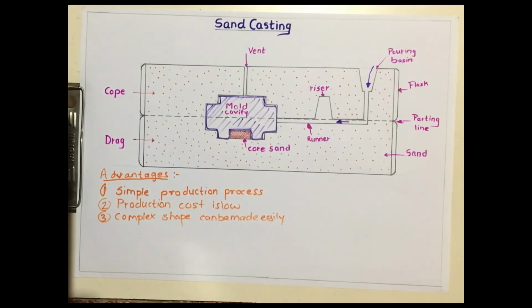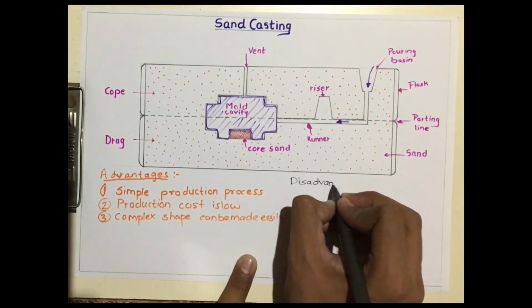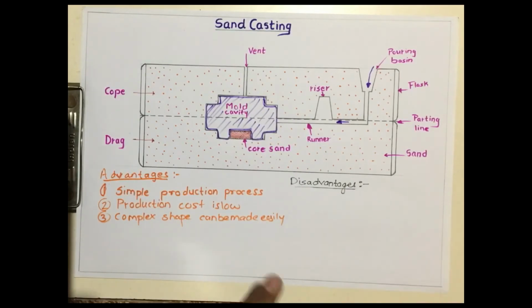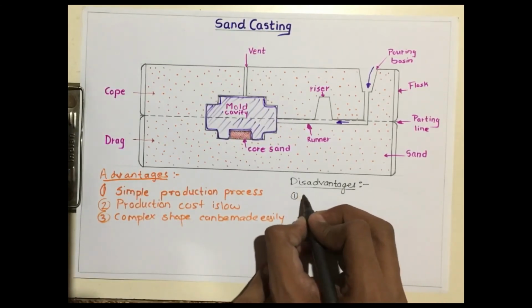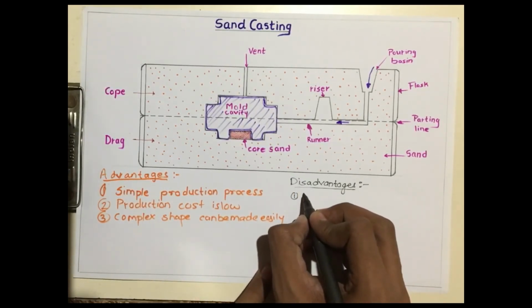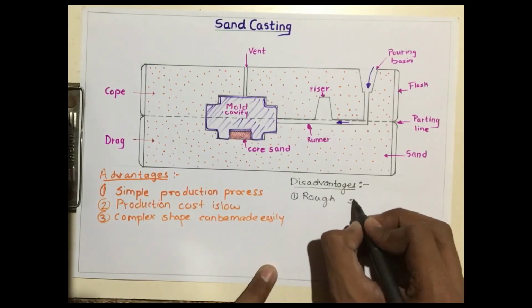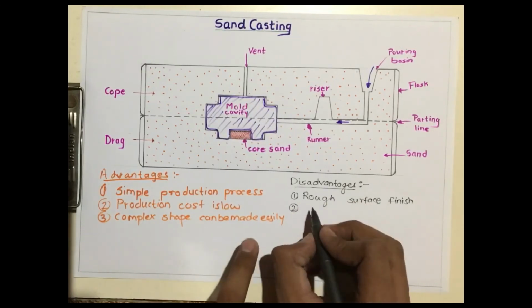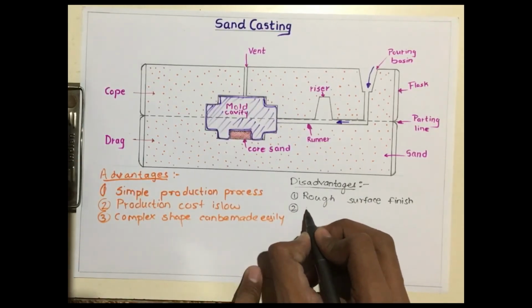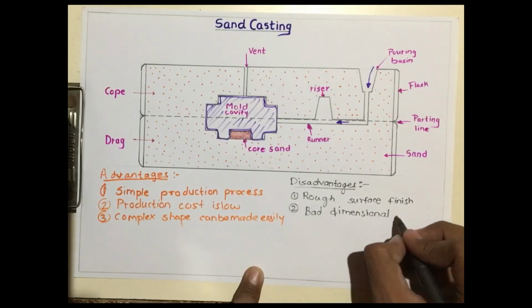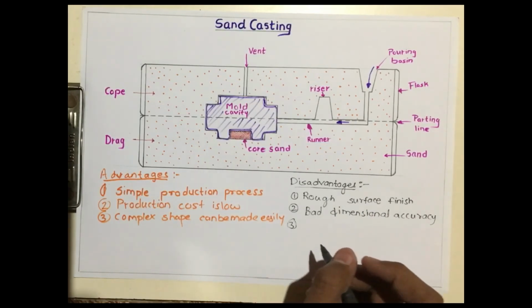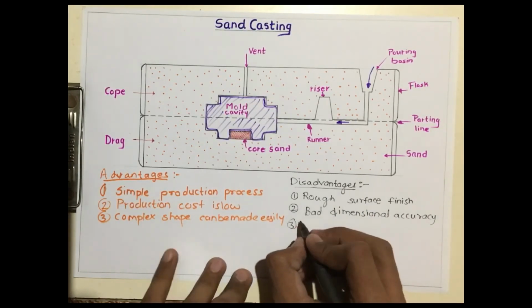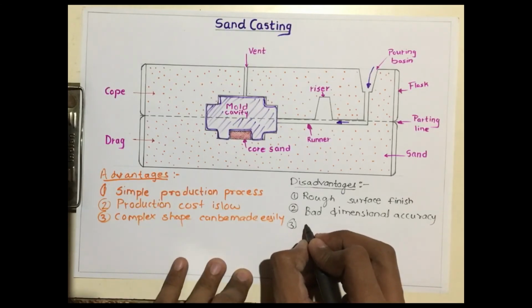Now we will see its disadvantages. First disadvantage is it has very rough surface finish. Then second is bad dimensional accuracy. And the third is the speed of the production is very less or very low.